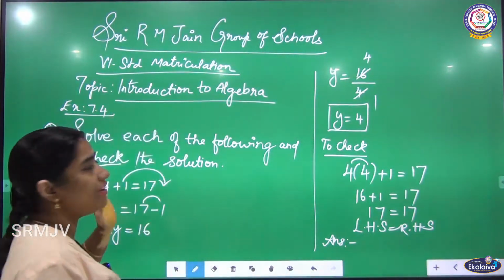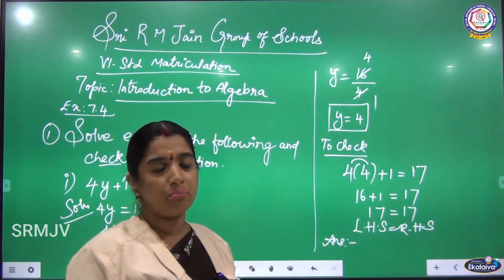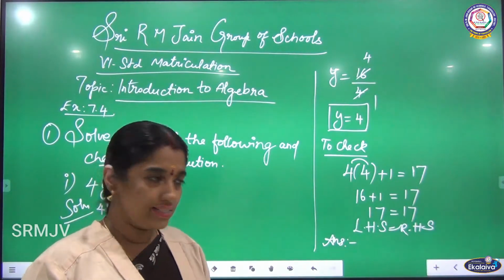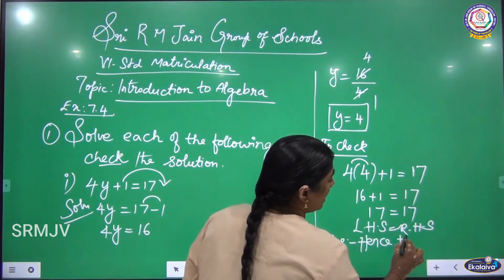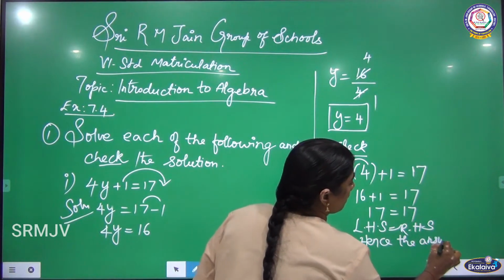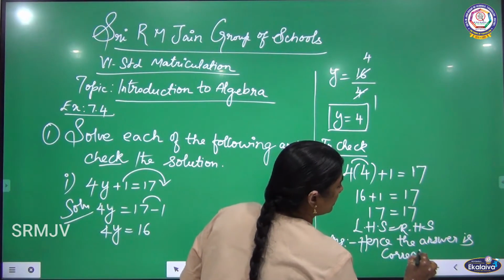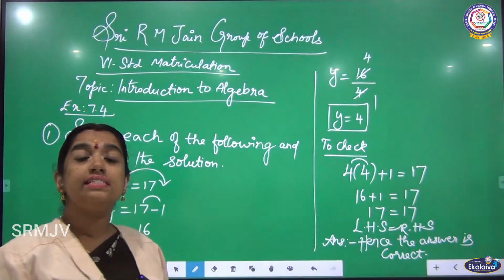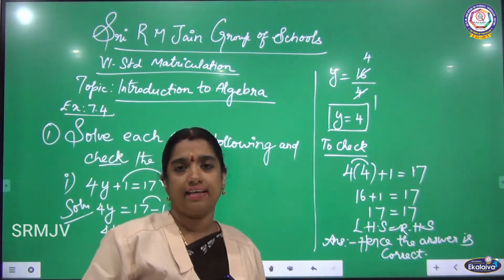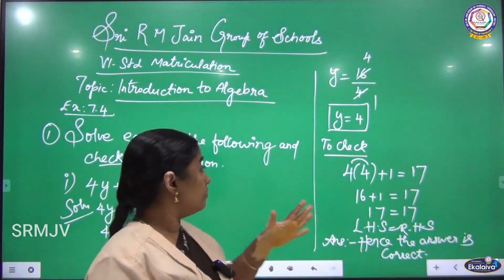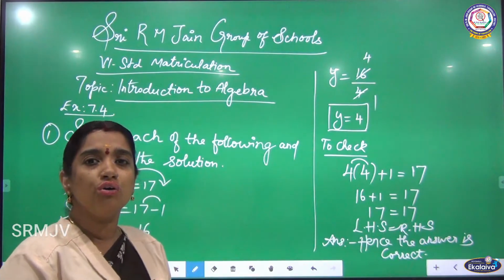See, in the given equation, after substituting, I get my LHS equal to RHS. So my answer is correct. Hence my answer is what? Correct. Can you understand this? Once your LHS is equal to RHS, then only your answer is correct, which means the equation you solved is correct. Got it? Shall I move on to the next sum, children?